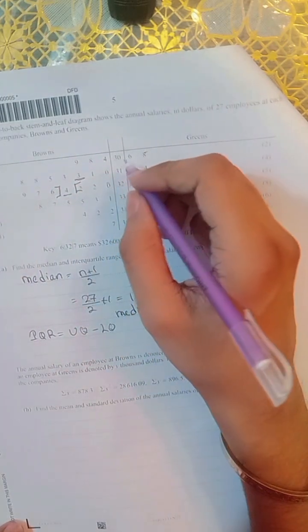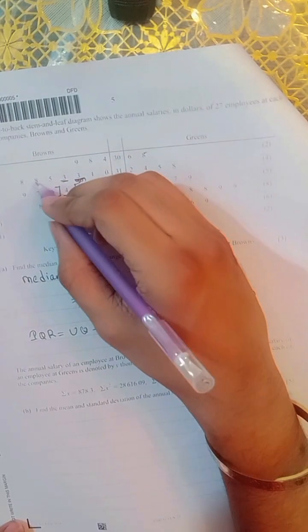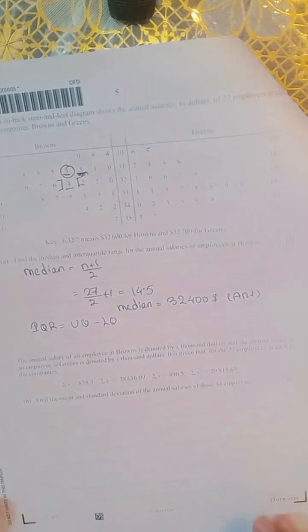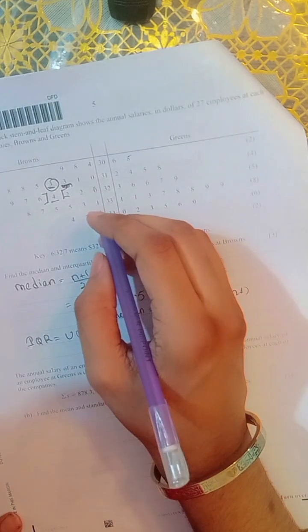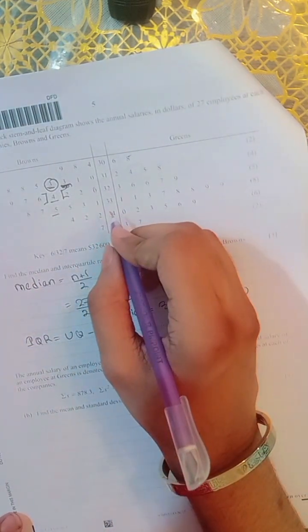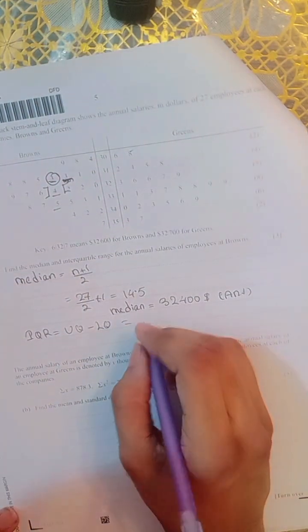So the lower quartile should be this, because 1, 2, 3, 4, 5, 6 on each side. So this is the lower quartile. And what's the upper quartile? The upper quartile should be this. Why is it this? 1, 2, 3, 4, 5, 6 on each side. Yeah, so that gives the upper quartile and lower quartile.